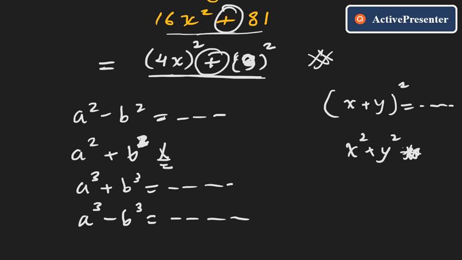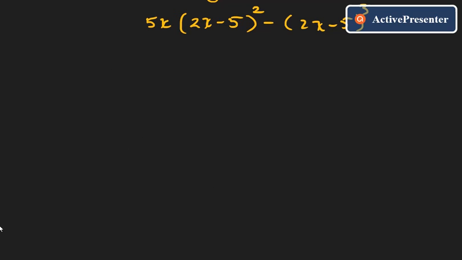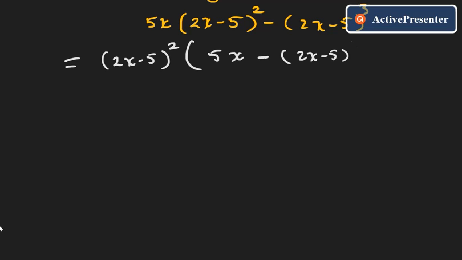Another question: if you have 5x multiplied with (2x minus 5) squared minus (2x minus 5) cubed. As the general factoring strategy, I would take the greatest common factor. Let's take (2x minus 5) squared. Now open parentheses, we have left here 4x minus (2x minus 5). See what is left now. This can be factored. This would be 4x squared minus 20x plus 25.